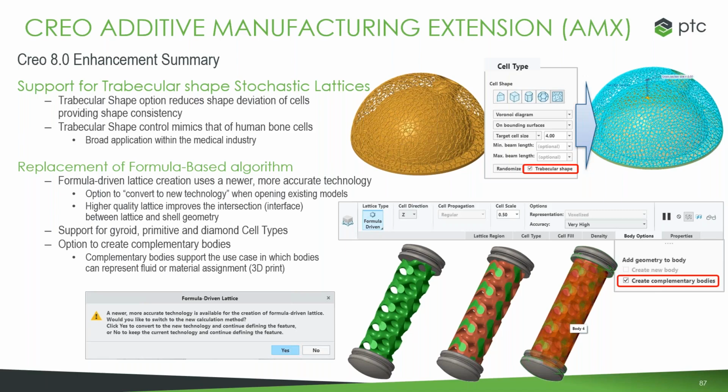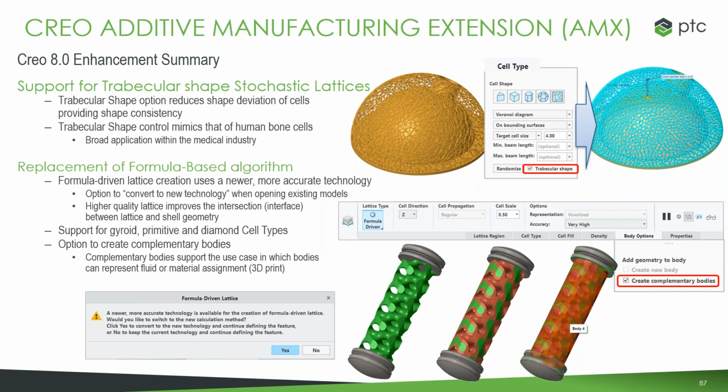On the formula-driven lattices, so these were the gyroid, diamond and primitive cells that were introduced back in Creo 6, I believe, from memory. Essentially the tool or algorithm used to build those has been converted over. This is part of the Frustum acquisition that PTC made a couple of years ago, so it's using that new Frustum engine. They've ported that across into Creo.